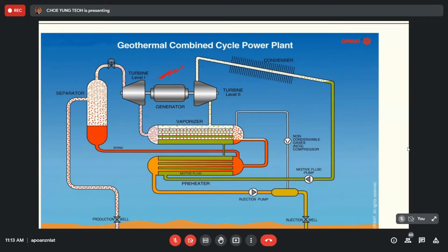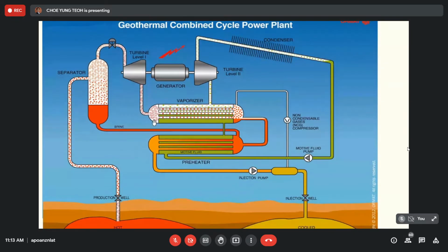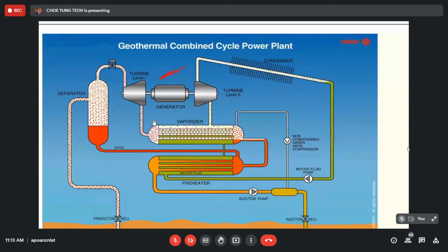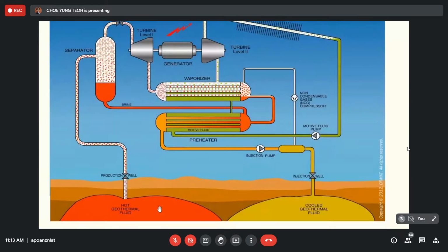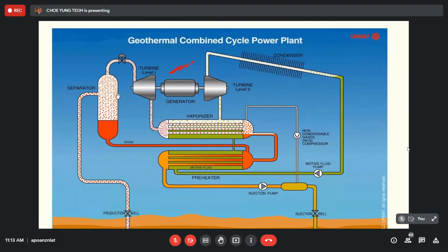Okay, so this is the total cycle for this combined cycle power plant. You can see first we get the hot superheated fluid from the ground. Okay, we pump it out and have a separation because the temperature of the fluid is not too high. It can be converted to steam, but not 100% steam.